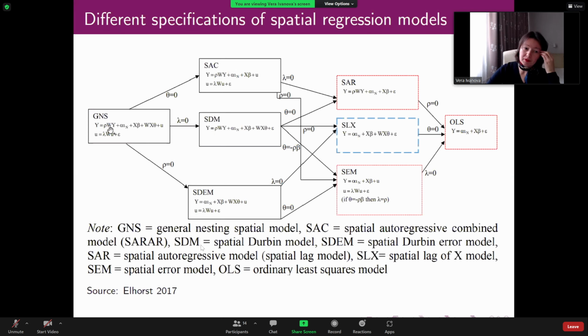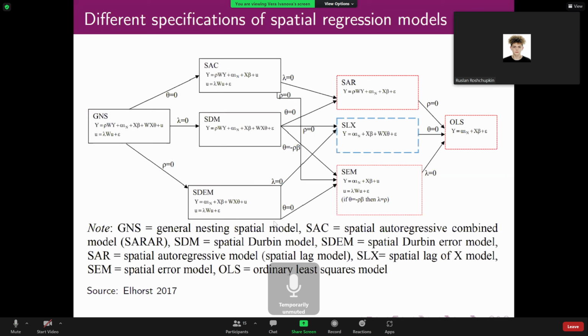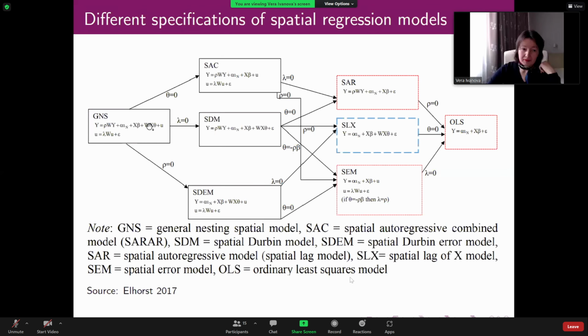This term, rho Wy, is the spatial lag of the dependent variable. This term, Wx theta, is the spatial lag of the explanatory variables. And this term is the spatial lag of the error term. Okay, thank you.